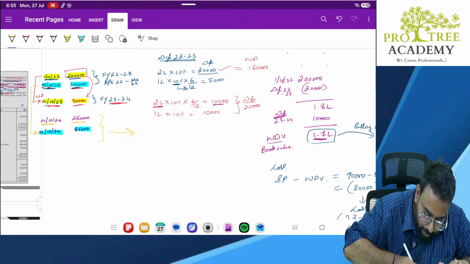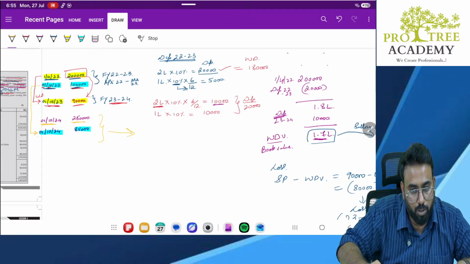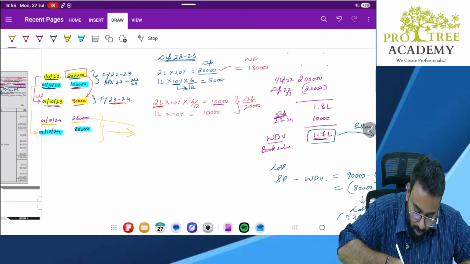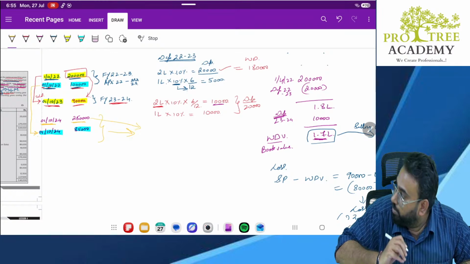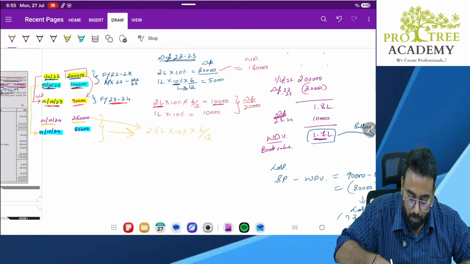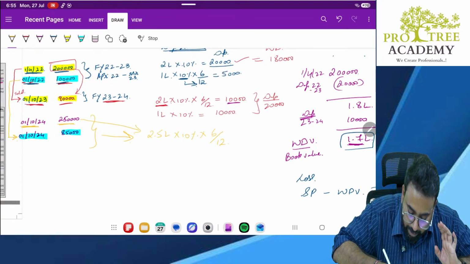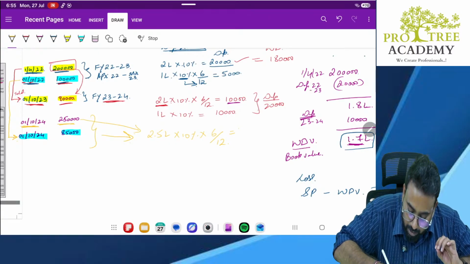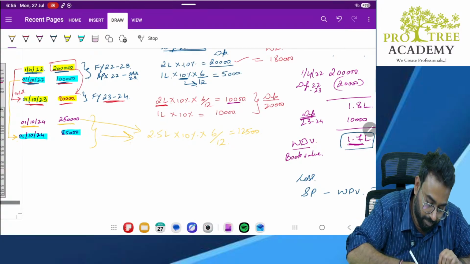So when was the machinery made available for use? 1st October 2024. So depreciation should also be charged from 1st October 2024. So depreciation on this 2.5 lakh into 10% into 6 by 12. Why 6 by 12, sir? October, November, December, Jan, Feb, March. Yes. So that will be 25,000 into 6 by 12, which is 12,500.